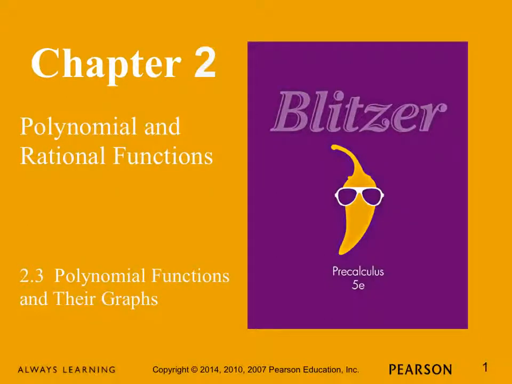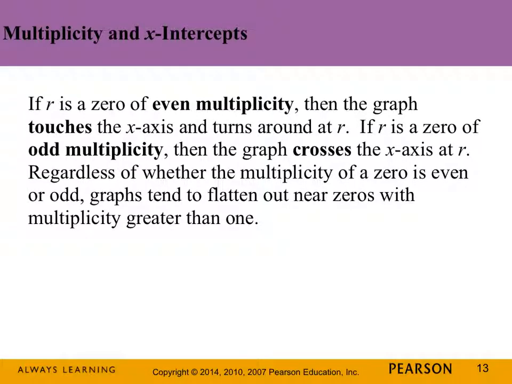Section 2.3, Example 3. Okay, in Example 2, we worked on finding the zeros of a polynomial, but we also said those zeros were the same thing as the x-intercepts. So when you hear me say a zero, think x-intercepts.